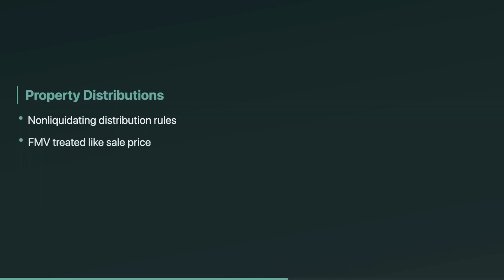Here's the weird but testable part. If a C corporation distributes property, it can trigger corporate-level gain. In a non-liquidating distribution, appreciated property is treated like it was sold for fair market value, so the corporation recognizes gain. But if the property is worth less than basis, the corporation generally cannot recognize a loss on that distribution. Gain yes, loss no.